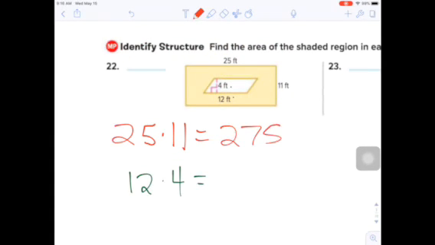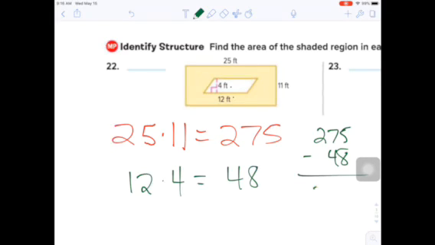Okay, so for the rectangle, in red up here, you should be getting an area of 275 square feet. And down on the parallelogram, it should be 48. So to get your final answer, all you're going to do is 275 subtract 48, and that is going to give you your answer of 227 feet squared.